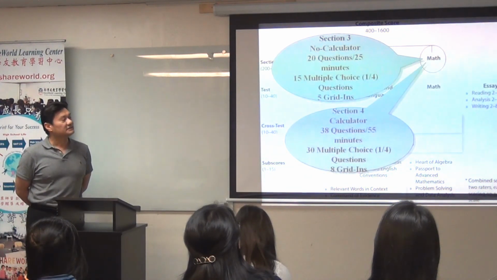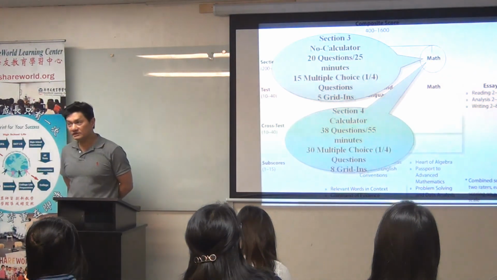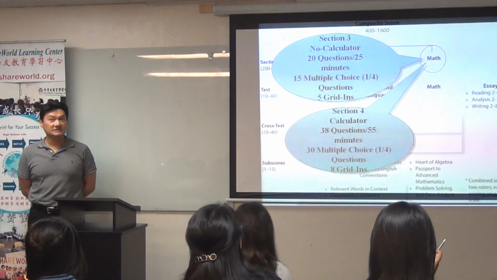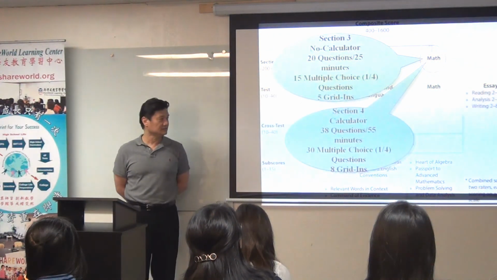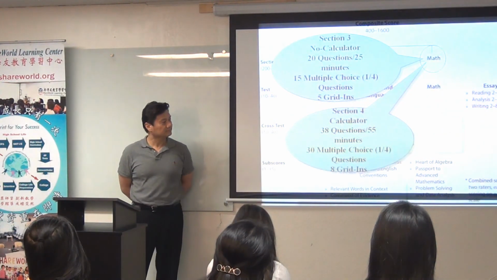Section 4 is the calculator section, right? We have 38 questions in 55 minutes. Time is really tight, right? 30 multiple choice, the same thing as before: four answers, only one right, and 8 grid-ins.